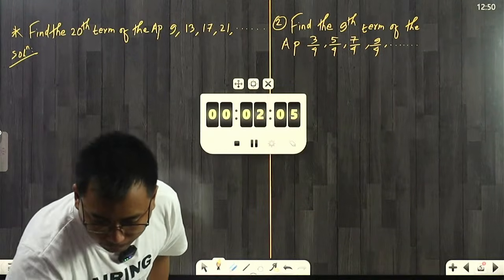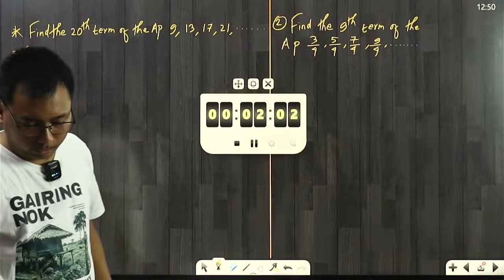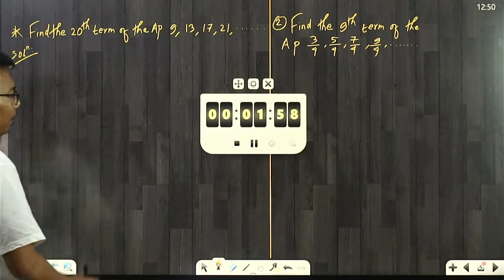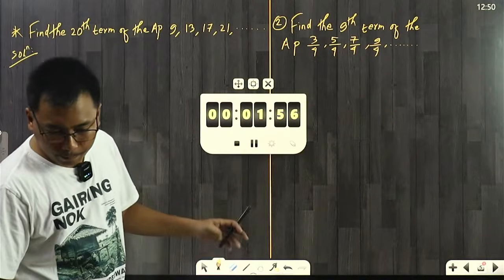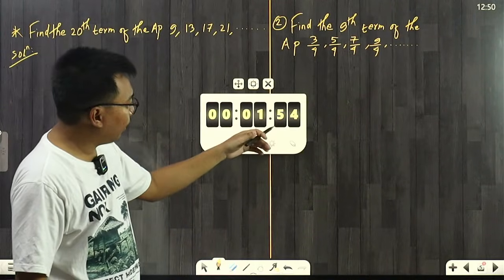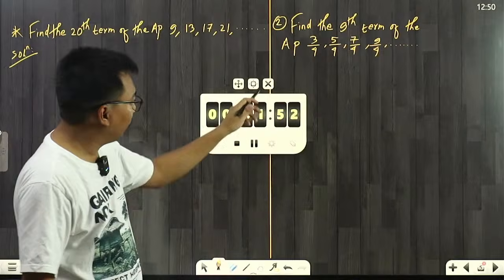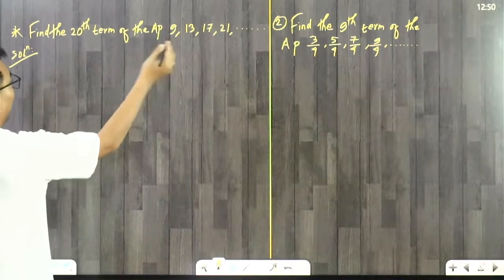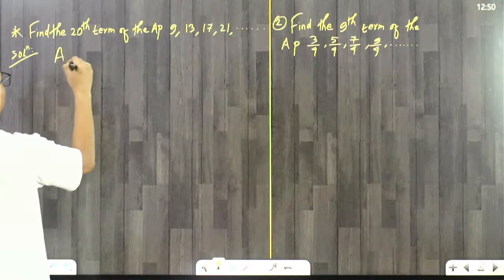$85. A20 is equal to 85. Okay, mystery answered first. Let's check. It took you just 1 minute. Good, very good. So let's check our AP. What is our AP here?